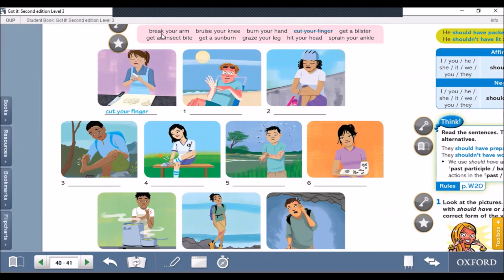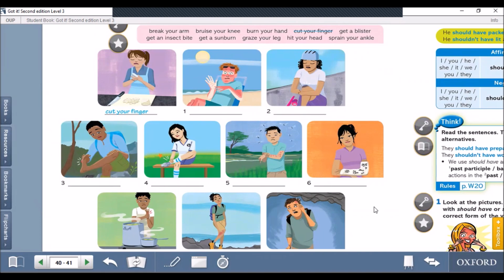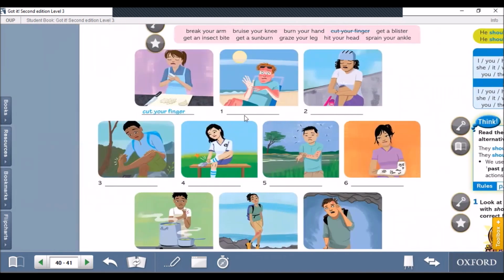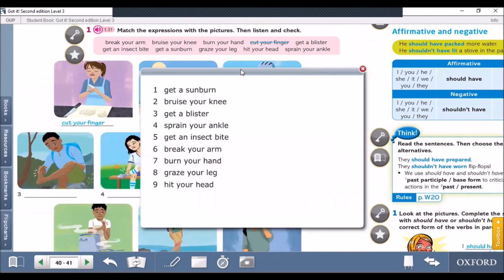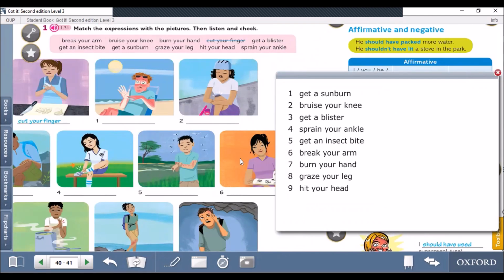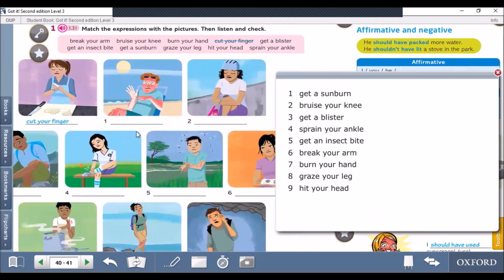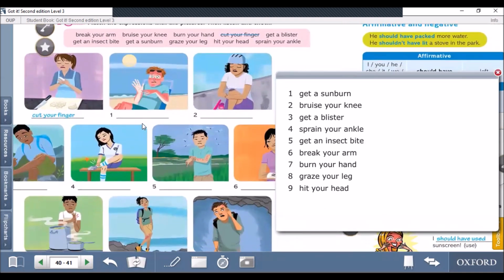Here you have an example. The first one, look at this, is cut your finger. Cortarse el dedo. So now you can pause the video to complete the exercise. If you are done, let's check the answers. Look at the pictures and see if you are correct.